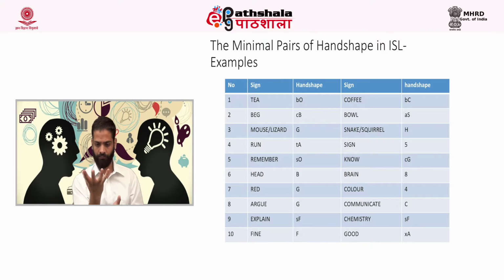bowl. So the hand shape is different. The other example is beg and bowl. In both of these, everything is same except for the hand shape. Hand shapes are different.